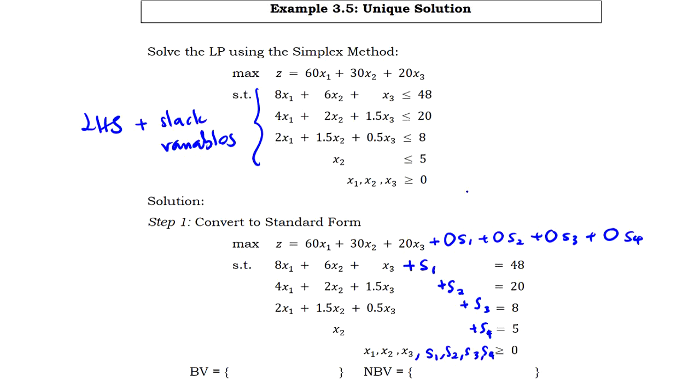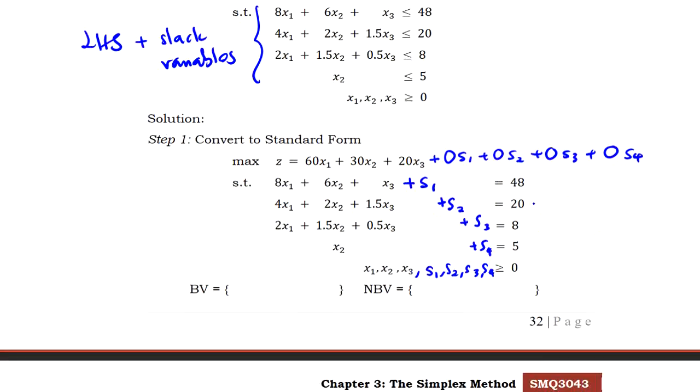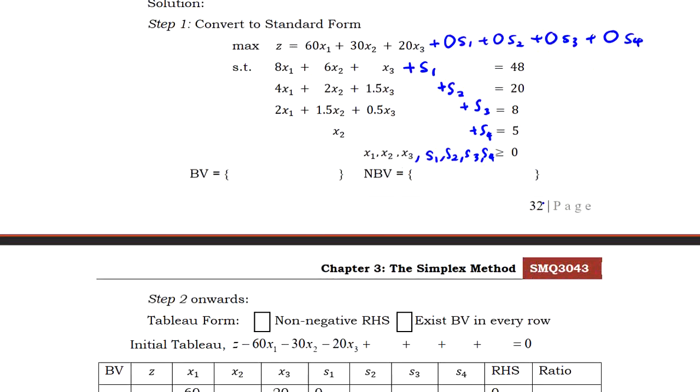Okay, next we need to check whether this standard form is already a Tableau form. For the first condition, we need to make sure the right hand side is greater than or equal to 0, right? The right hand side must be greater than or equal to 0. So 48, 28, and 5. Okay, check.